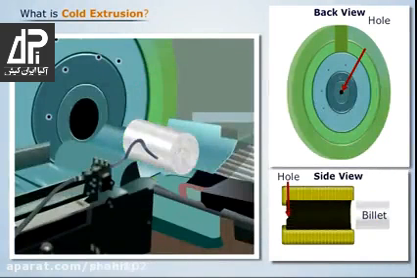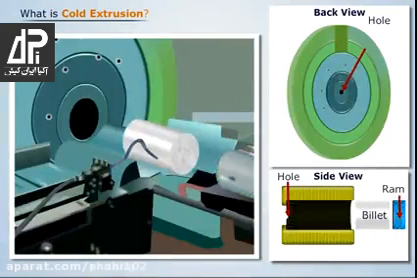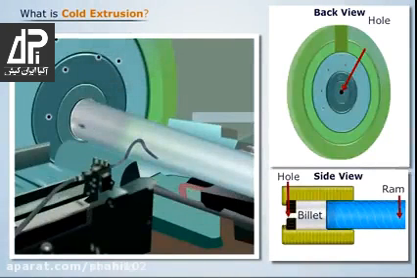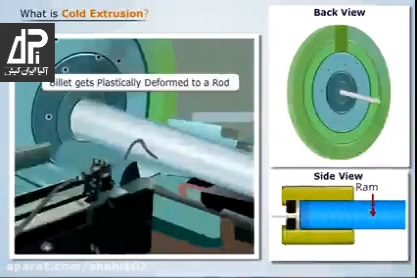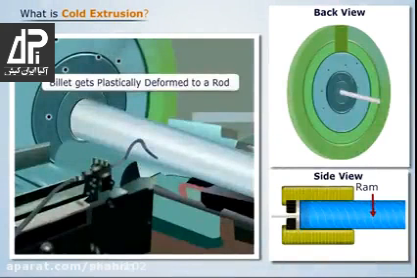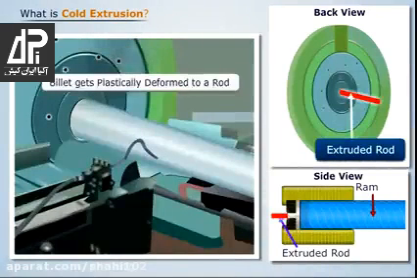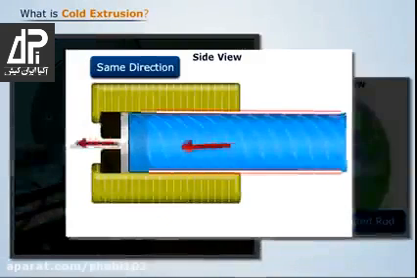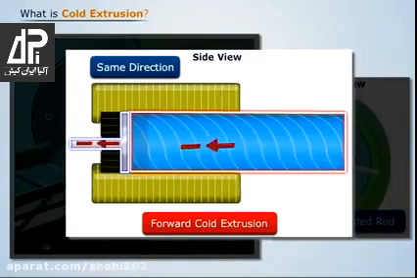Now let us introduce a ram. When we strike the billet with the ram at high pressure and speed, we see that the billet metal flows out through the opening in the back side of the die. Hence, the billet metal gets plastically deformed into a rod, and this rod obtained from the opening is called the extruded rod. Here, since the extrusion of metal takes place in the same direction as the movement of the ram, it is called forward cold extrusion.